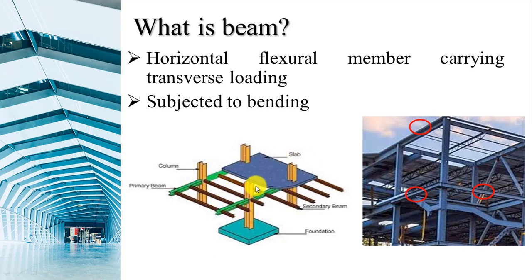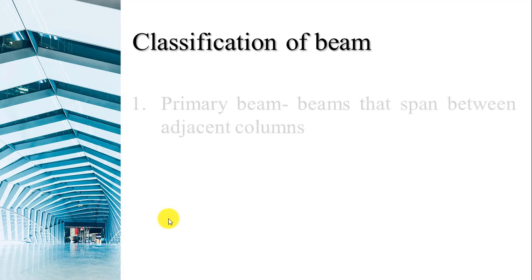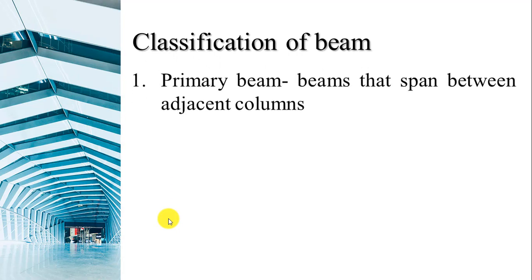Here another arrangement for the beams is shown. Generally, if it is a concrete structure or even a steel structure, then a slab element will be laid. This slab element rests on the beams. Then for beams, there are different categories, or we can say different classifications. So let us see those classifications one by one.